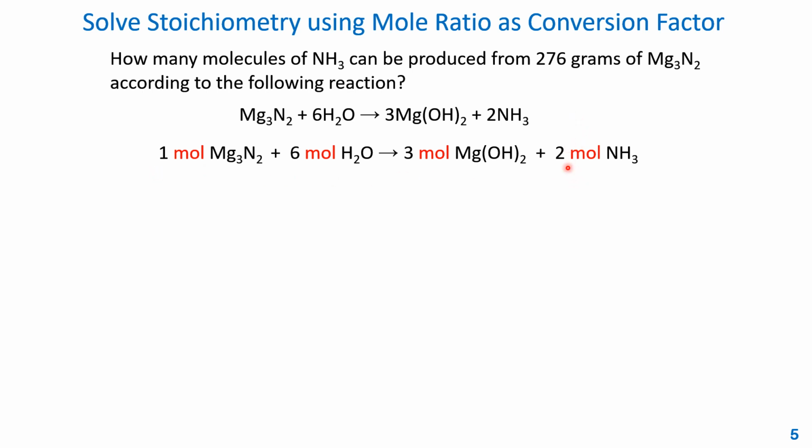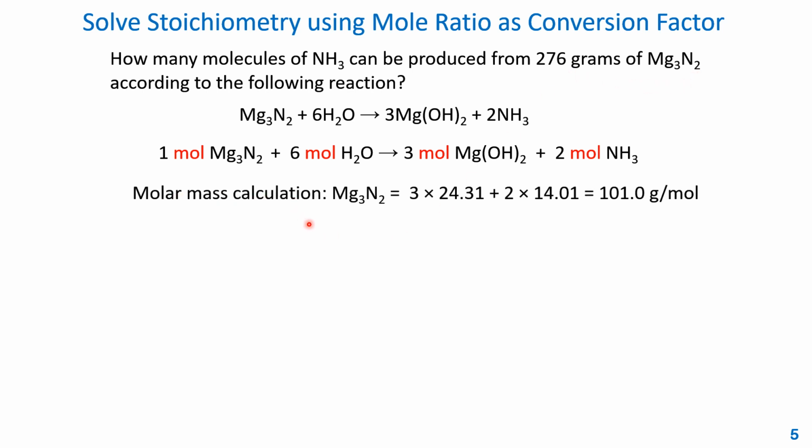And we need to calculate the molar mass of this magnesium nitride first before we convert that mass to moles. So for the molar mass calculation, there are 3 magnesium and 2 nitrogen in the formula. So we need to use 3 times the molar mass of magnesium. The molar mass of the element can be found in the periodic table. That's the atomic mass under the symbol. And then plus 2 nitrogen, 2 times 14.01. So the molar mass of the magnesium nitride is 101.0 grams per mole.